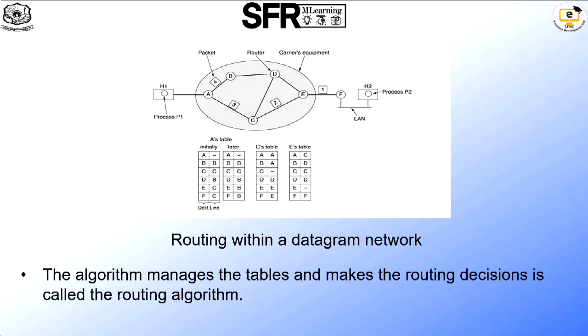Here this is our diagram for routing within a datagram network. The process P1 has a long message for P2. It hands the message to the transport layer with instructions to deliver it to the process P2 on the host H2. The transport layer code runs on H1 within the operating system.